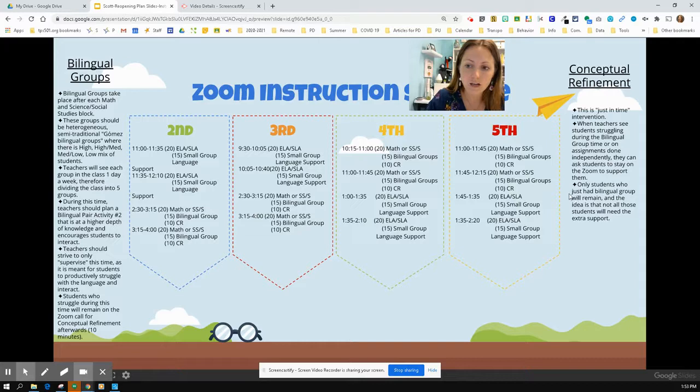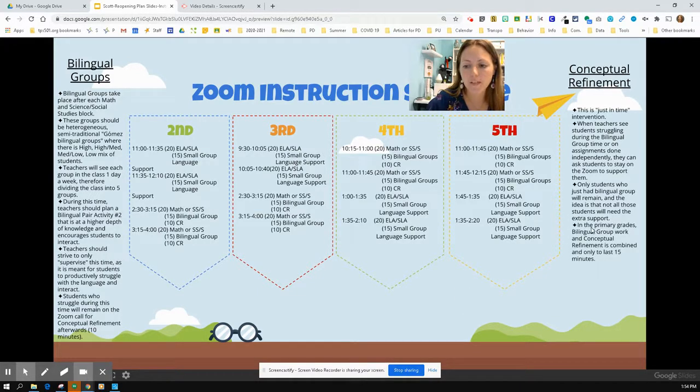And the idea is that not all of those students will need the extra support. So say in this bilingual group, I have Sally, Joey, Sarah, and Hasiel. And just Sarah needs help, and Hasiel did an enrichment project. You might ask both of them to stay behind, work with Sarah on reteaching some skills, and maybe have Hasiel share with you what he was working on for his enrichment activity. Then students will jump on the other link or go on to do their independent work.